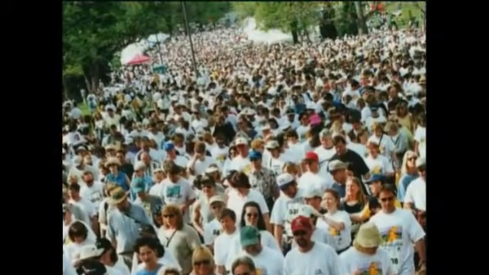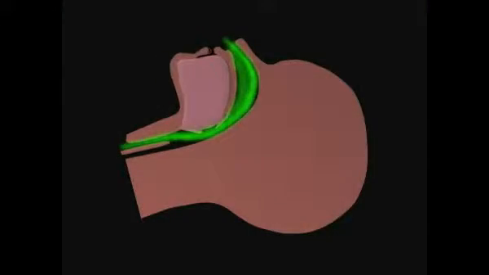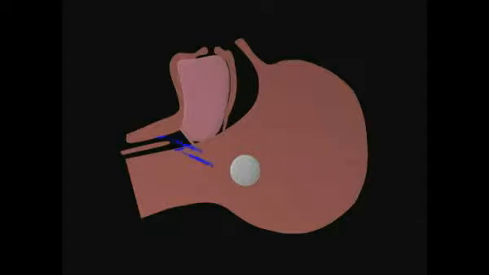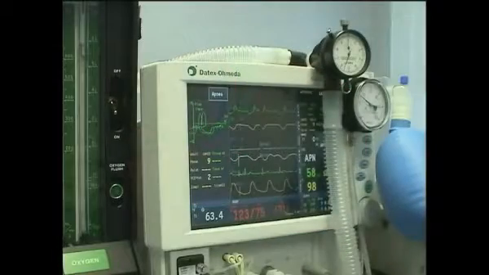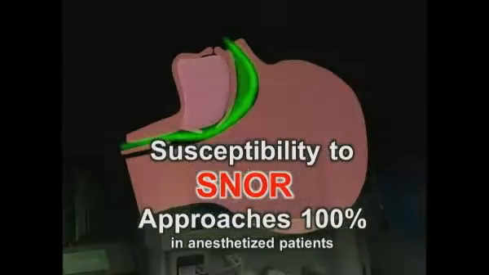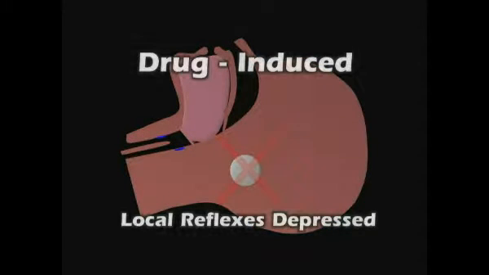into the oropharynx. Roughly 7% of the general population is susceptible to OSA. In OSA, sleep induces upper airway obstruction. This obstruction is spontaneously and intermittently relieved in a periodic breathing pattern cycled by local reflexes. In anesthetized patients, susceptibility to snore approaches 100% as the level of sedation approaches general anesthesia. Unlike OSA, the obstruction is drug-induced and the local reflexes are also depressed.